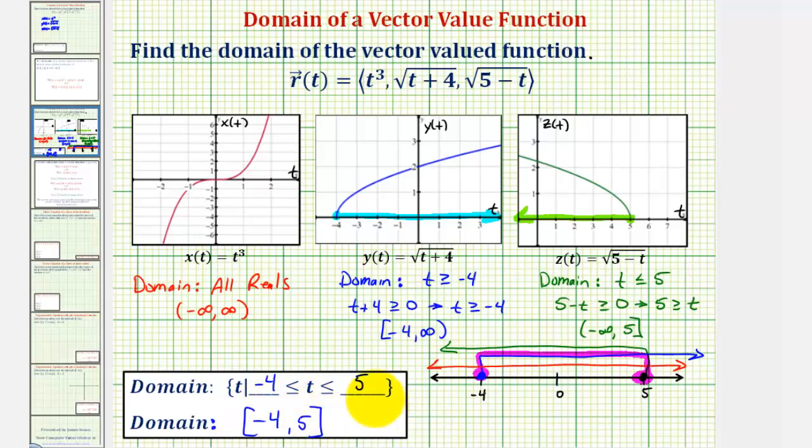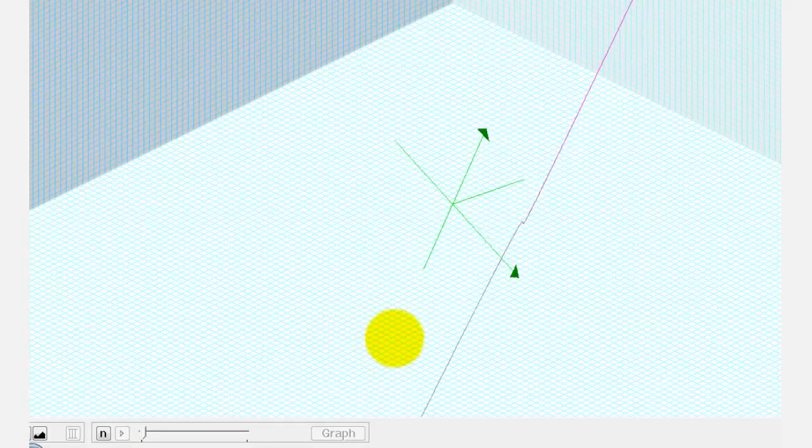Before we go, let's take a look at the graph of r of t. The given vector-valued function would trace out this space curve.